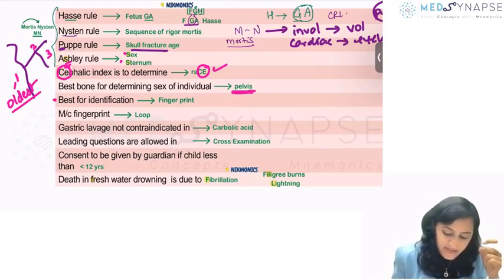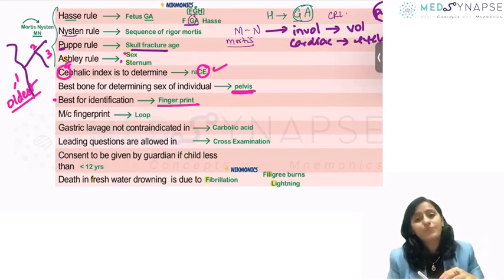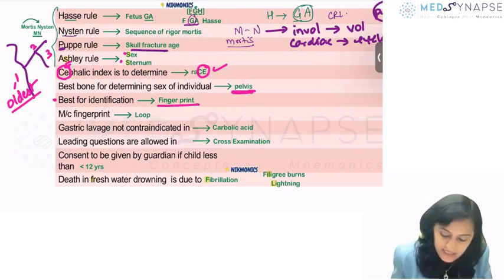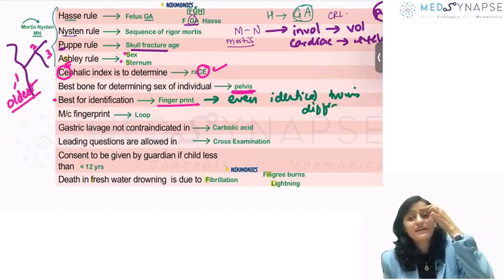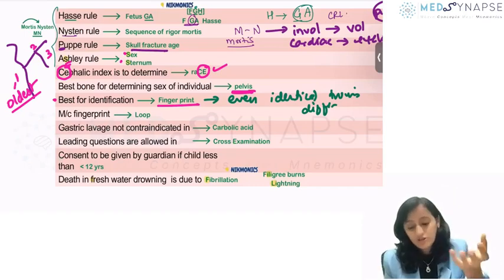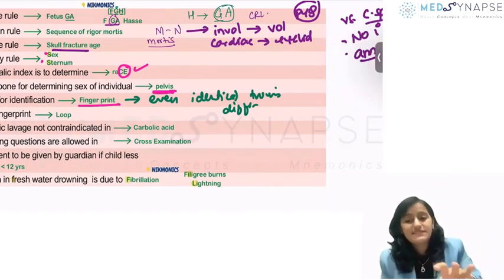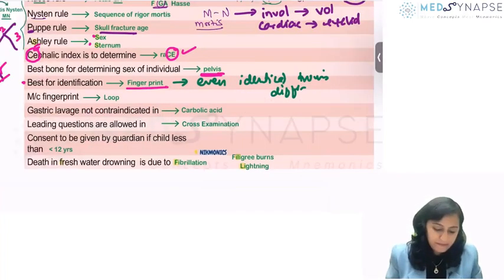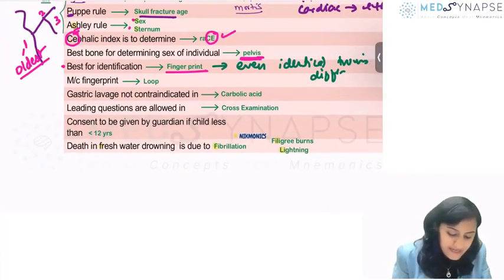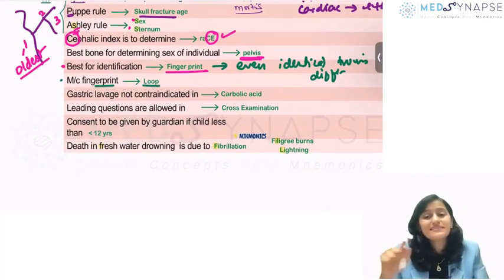Best for identification is the fingerprint, because even identical twins will not have the same fingerprint. They will have different fingerprints. There was one question which said, which of these will not be the same? DNA fingerprint will be the same. This fingerprint will not be the same in identical twins.